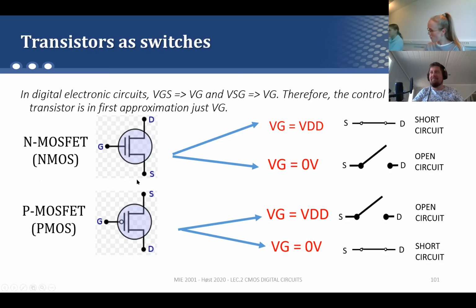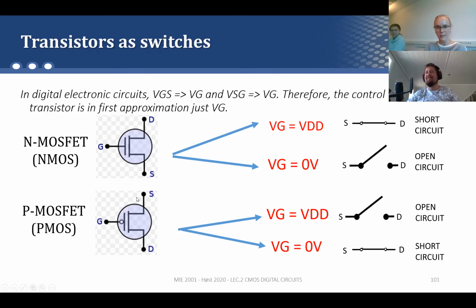These two switches work in a complementary way, which means that they work in opposite ways. When you apply VDD to the gate of the NMOS, the NMOS works as a closed switch between drain and source, so the current can flow from drain to source. If the gate voltage of the NMOS is 0 volt, then the MOSFET works as an open switch, which means that the current cannot flow from drain to source.